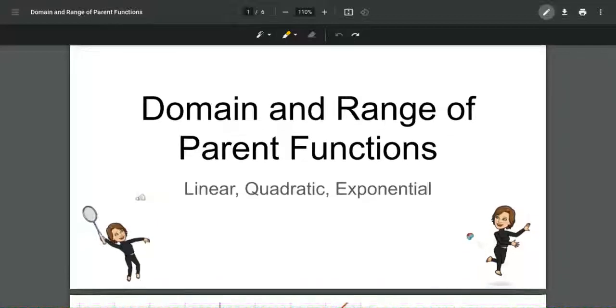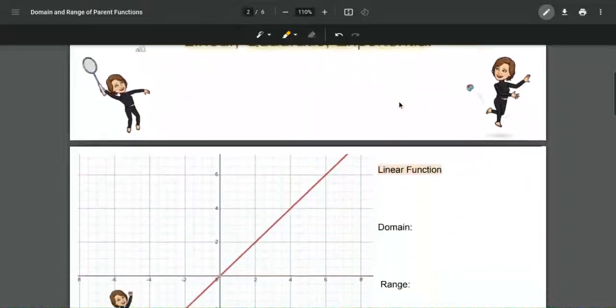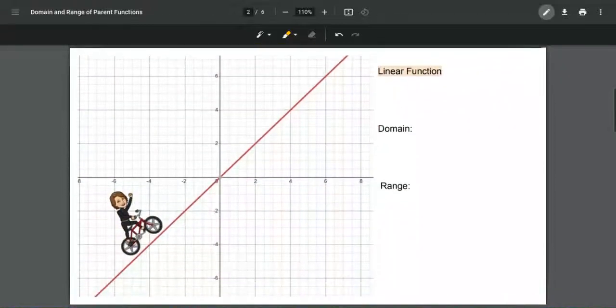Hello and welcome. Today we'll be looking at domain and range of parent functions, and specifically we'll look at linear, quadratic, and exponential. So just take a look at the first example. We're talking about a linear function.